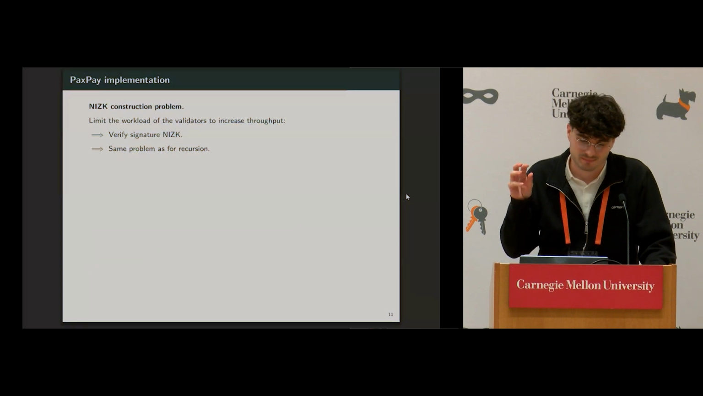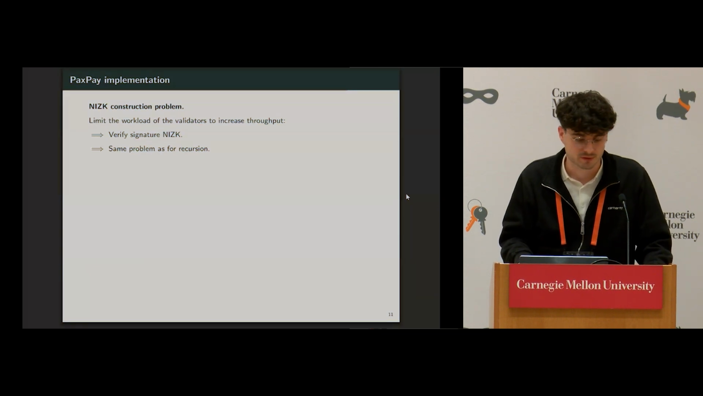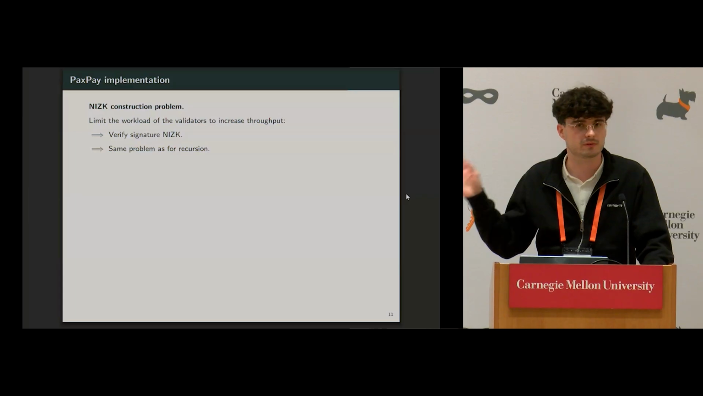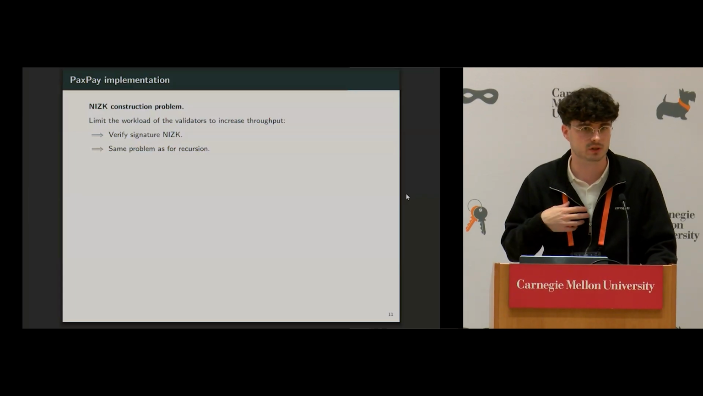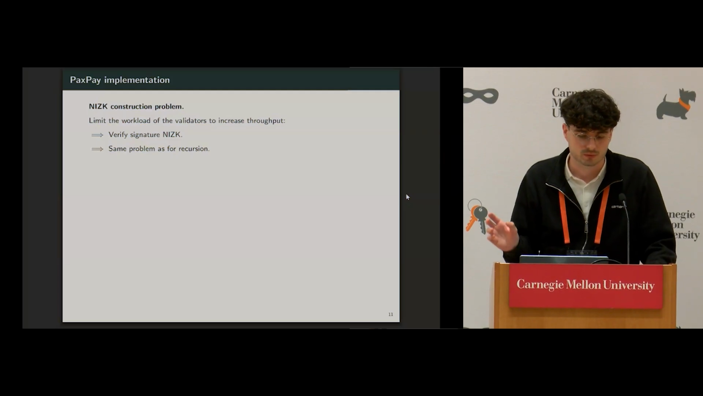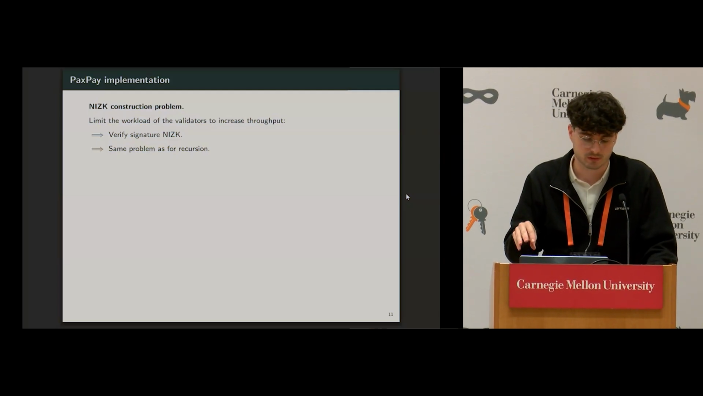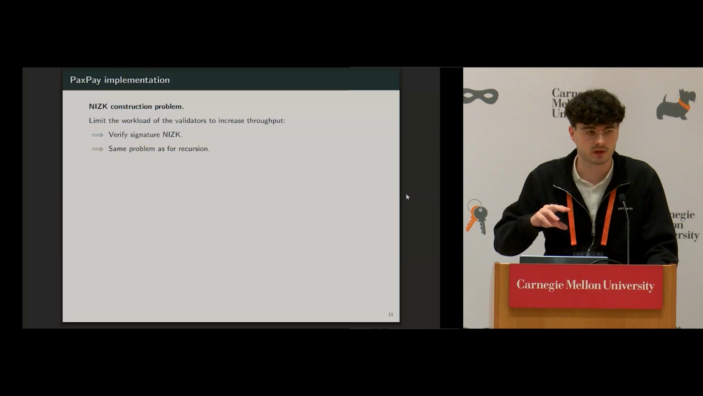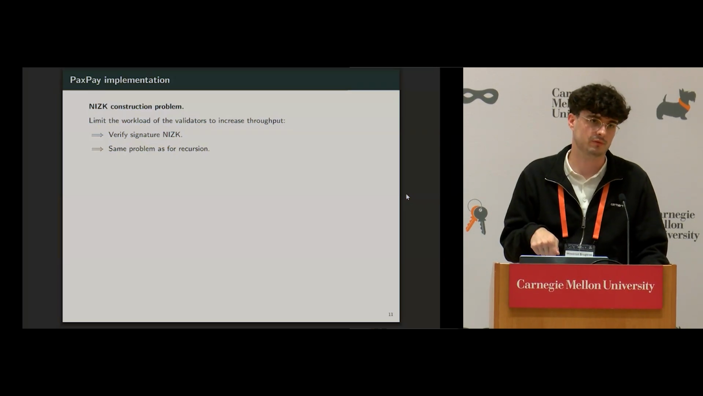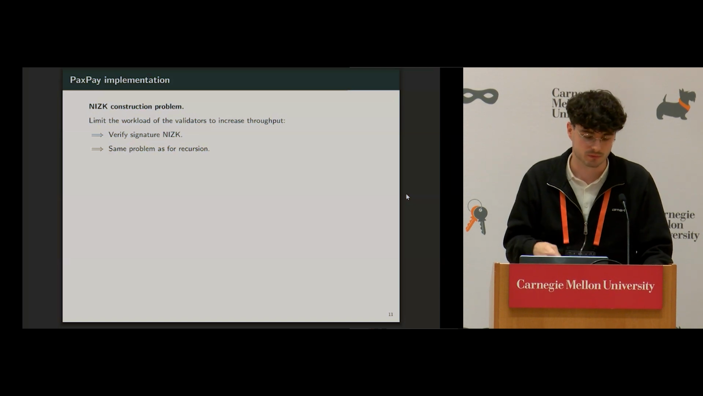Since we want to have the maximum transaction throughput of the system, the main bottleneck is actually the workload on the validators, because as the system works, the validators will receive a lot of transactions. They will need to verify the transactions and make signatures, and this is the main bottleneck for the transaction throughput. So to increase the throughput, we limit the workload of validators by verifying the certificates within the zero knowledge proof, which doesn't increase the zero knowledge proof verification time because it's constant, as we said before.